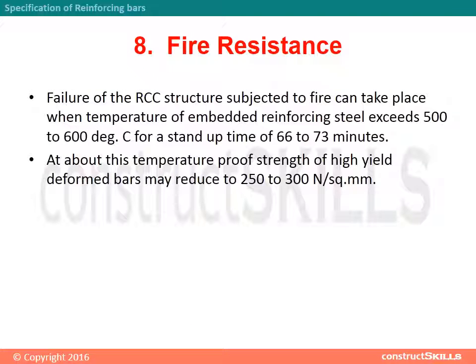Fire resistance. Failure of RCC structures subjected to fire can take place when the temperature of embedded reinforcing steel exceeds 500 to 600 degrees, for a stand-up time of 66 to 73 minutes. At about this temperature, proof strength of high-yield deformed bars may reduce to 250 to 300 Newton per millimeter square.